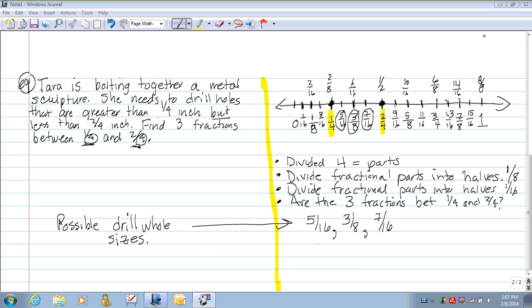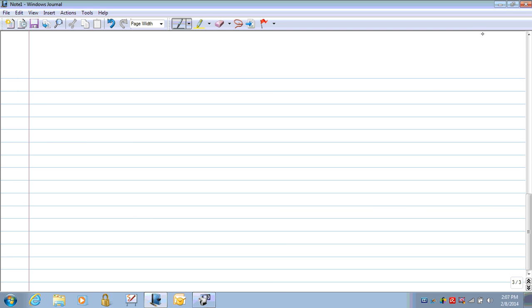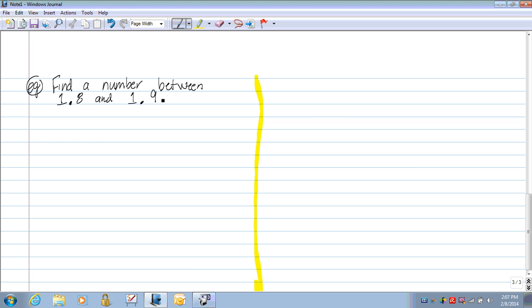Push pause. We are going to try one more example, and this time we are going to use decimals. So we are going to find a number between 1 and 8/10 and 1 and 9/10. Now, the examples we used before were between 0 and 1. These have a whole number before their decimals, and they are 1. That means that our fractional parts are going to be between 1 and 2.